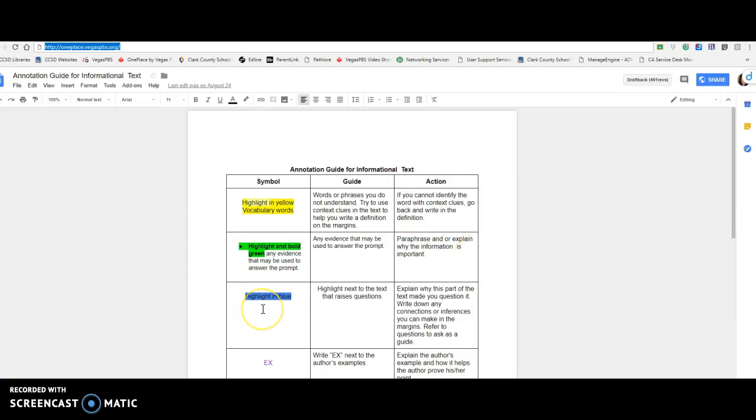We're also going to highlight in blue next to text that raises a question. And then we're going to explain why this part of the text made you question it. Write down any connections or inferences you can make in the margins. Refer to the questions to ask as you guide.